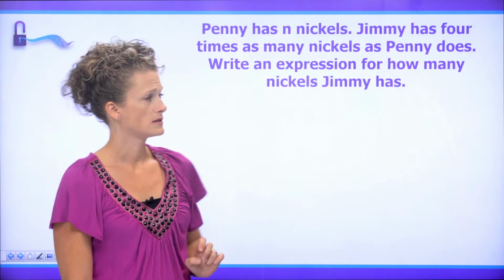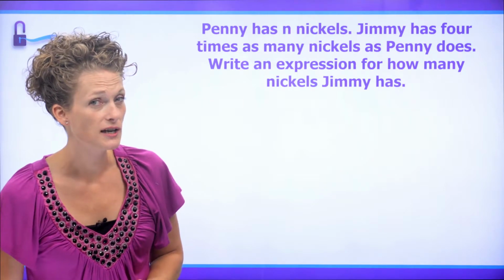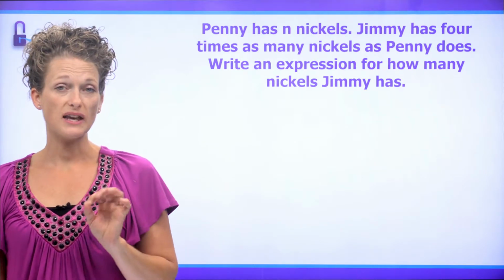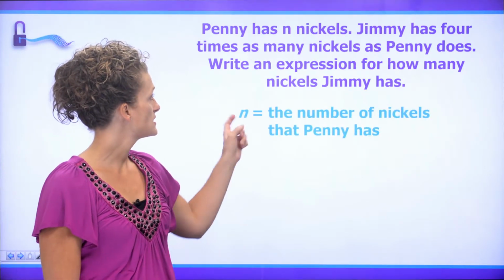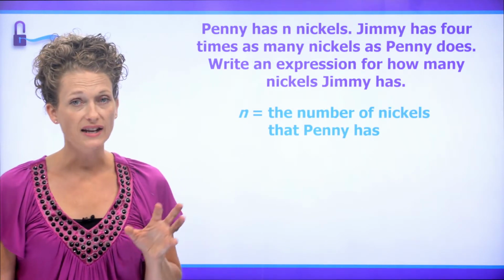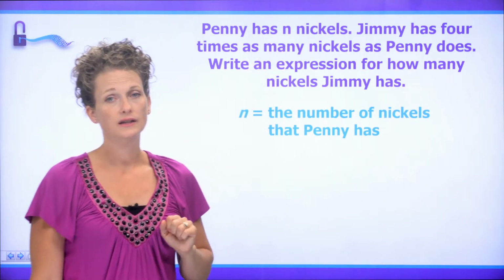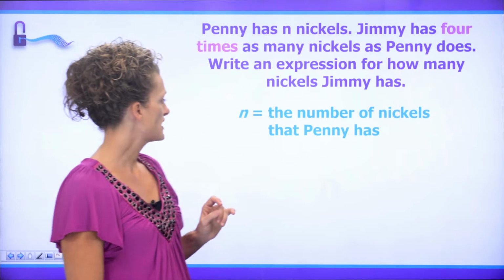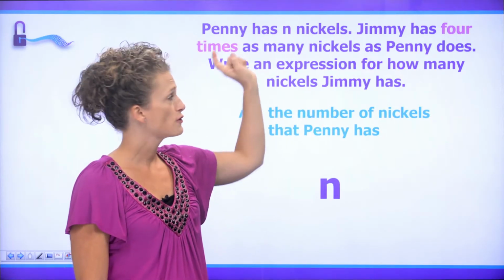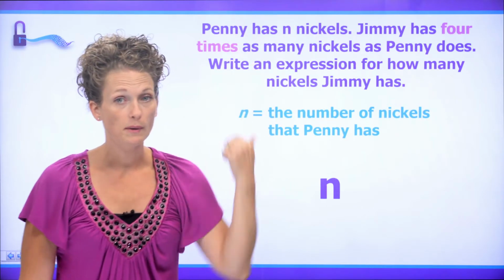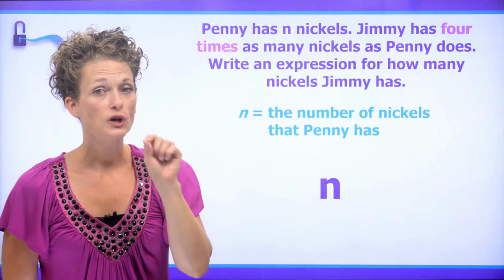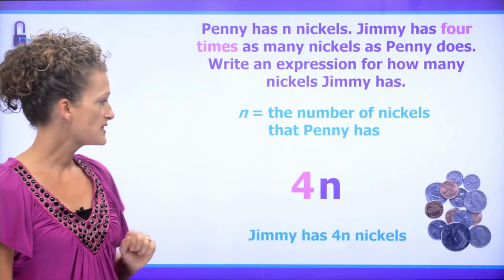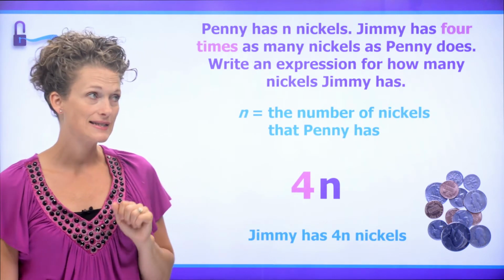Penny has n nickels. Jimmy has 4 times as many nickels as Penny does. So write an expression that shows how many nickels Jimmy has. All right, well, it seems like we should probably start with the n. Now, the n is the number of nickels. In fact, we're told in the question that the n is the number of nickels that Penny has. So let's start with the n, and we can see that Jimmy has 4 times as many. Now, again, remember from our writing expressions, 4 times simply means 4 times. So 4 times n represents the number of nickels that Jimmy has.